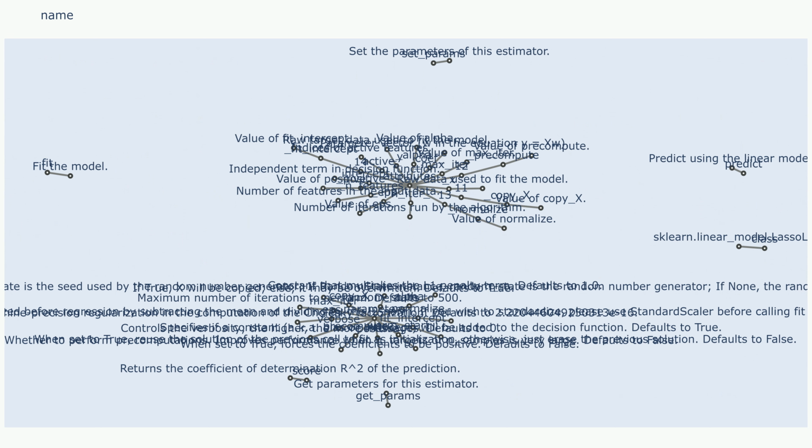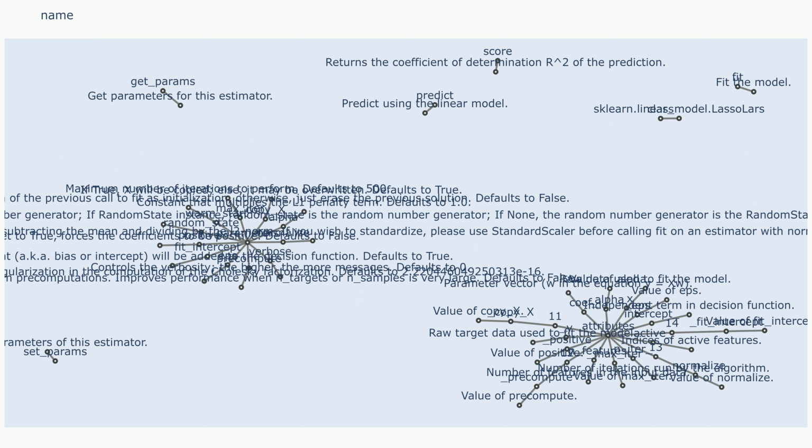Copy X. Determines whether the input data X should be copied before fitting. Setting this to true ensures that the original data is not modified. Defaults to true. Verbose. Controls the verbosity of the model during fitting. A higher value prints more information about the progress of the algorithm. Default is 0, meaning no output is printed. Positive. Forces the coefficients to be positive. Defaults to false. This can be useful if you have prior knowledge that the coefficients should be non-negative.